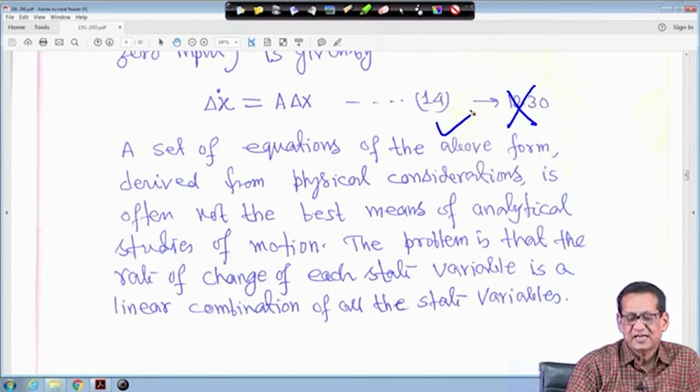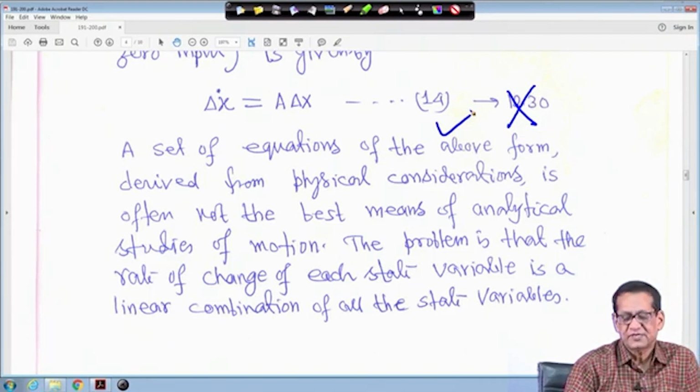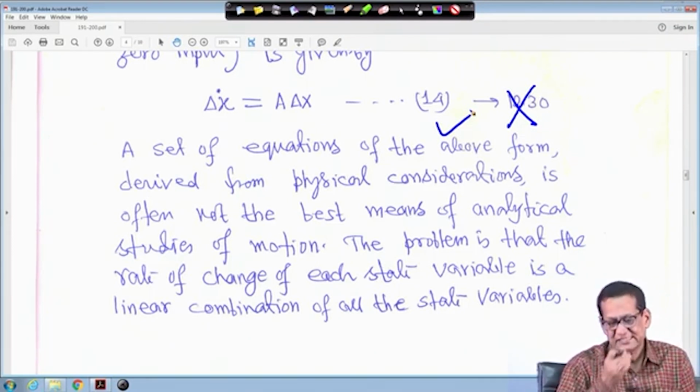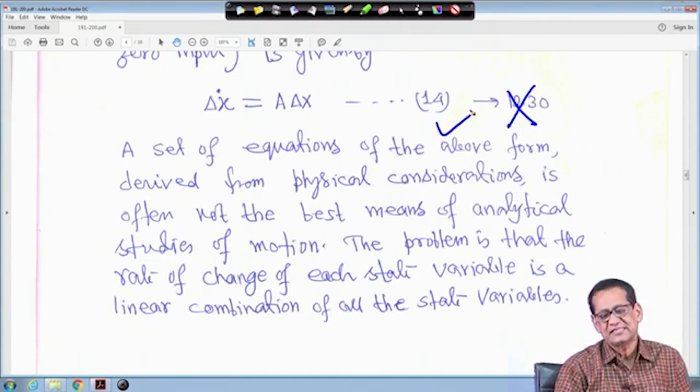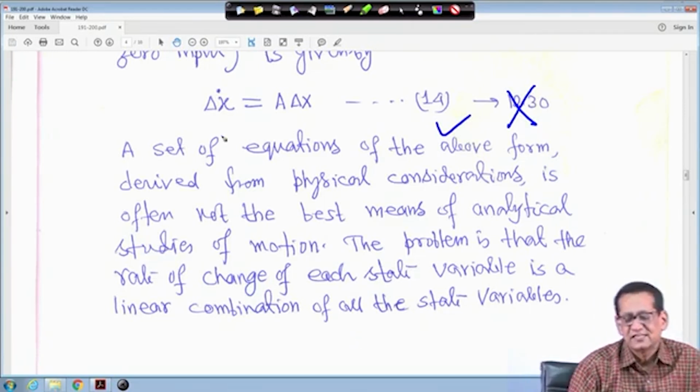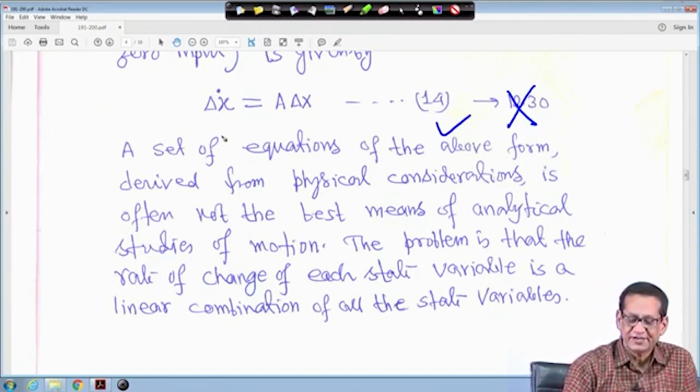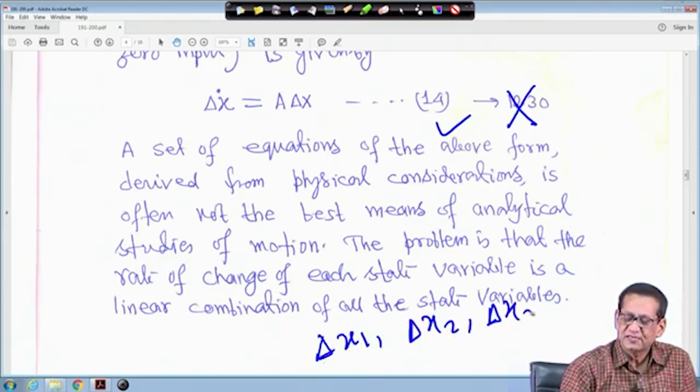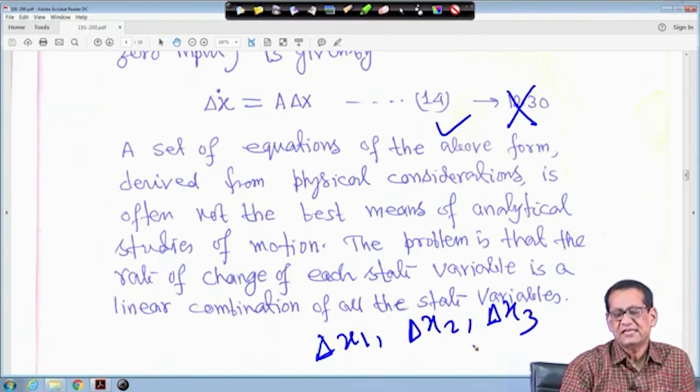The problem is that the rate of change of each state variable is a linear combination of all the state variables. The meaning is something like this. Suppose, for example, I am just writing somewhere this delta x. Suppose you have 3 state variables, for example delta x1, delta x2 and delta x3. Suppose you have 3 variables and A is a 3 by 3 matrix.